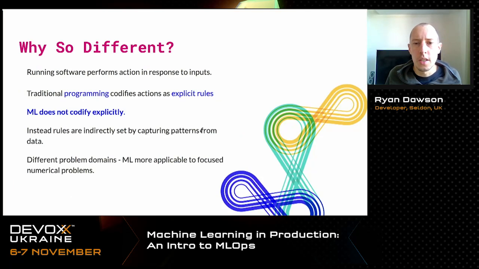Fundamentally, MLOps is different from DevOps because machine learning is different from programming. Traditional programming codifies rules explicitly, rules that say how to respond to inputs. Machine learning does not codify explicitly. Instead, rules are set indirectly by capturing patterns from data and reapplying the extracted patterns to new input data. This makes machine learning more applicable to problems that center on data, especially focused numerical problems.